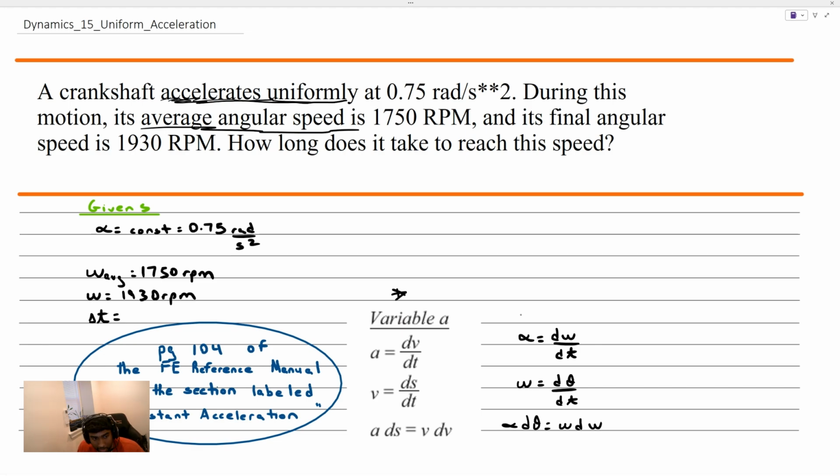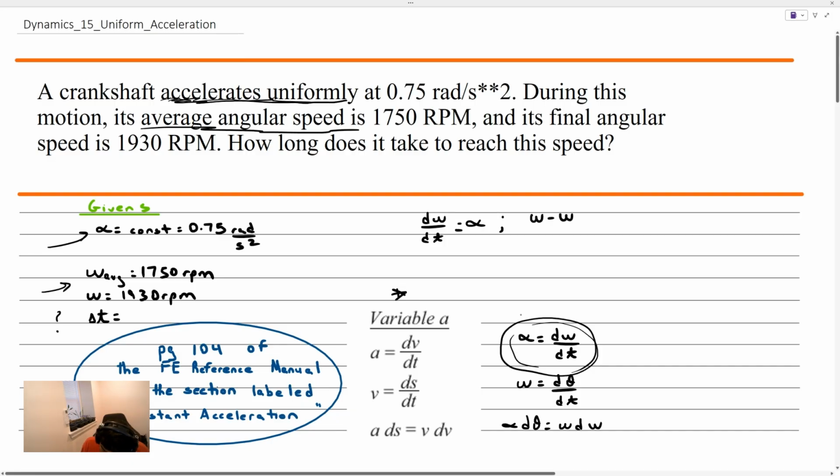Now, if I look at what I'm given, I'm given an angular acceleration, omegas, and I'm looking for time. The kinematic relation I need to use here would be this one. So if I go ahead and write that down, what I have is the time rate of change of the angular speed is equal to alpha. If I go ahead and move that dt to the other side and integrate, I have the change in the angular speed. The difference between my current angular speed and my initial angular speed is equal to a constant alpha times my change in time.